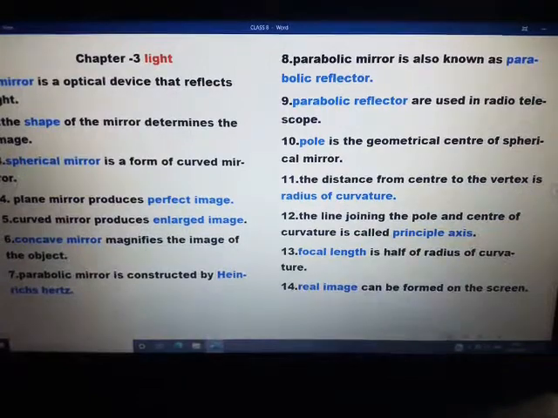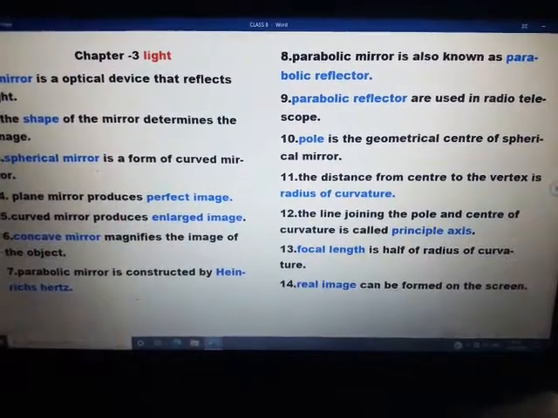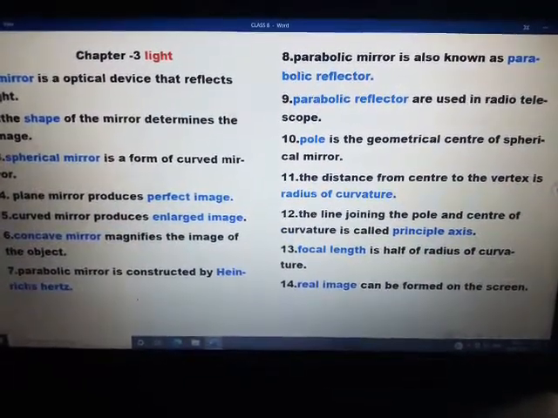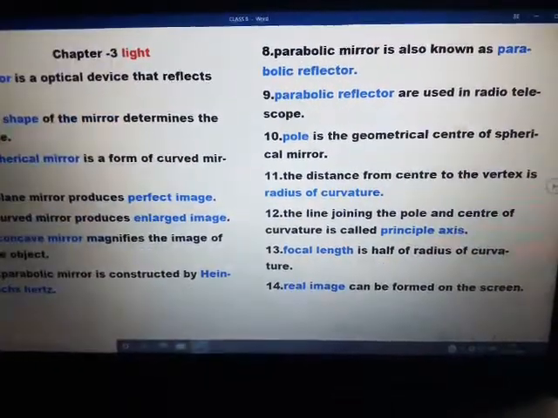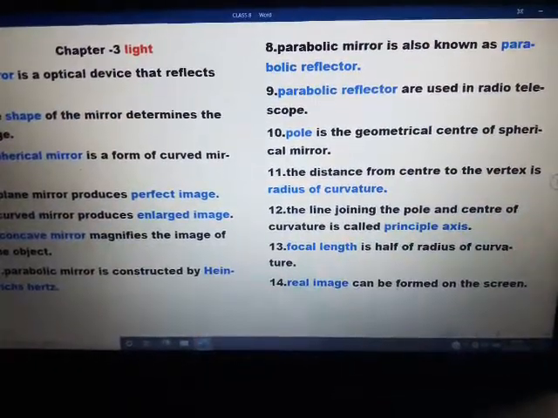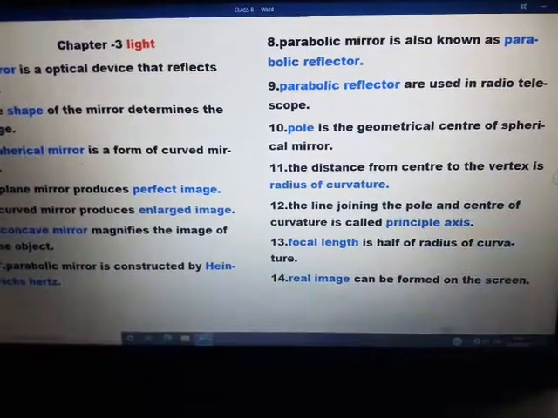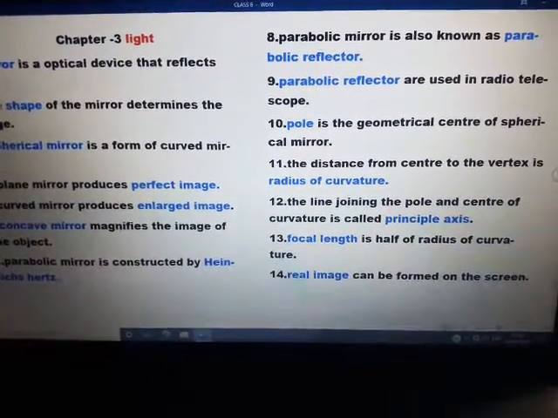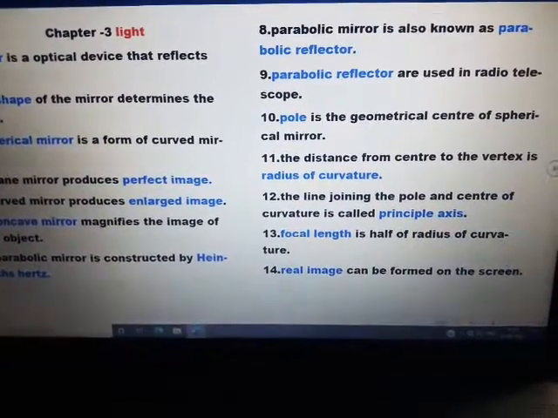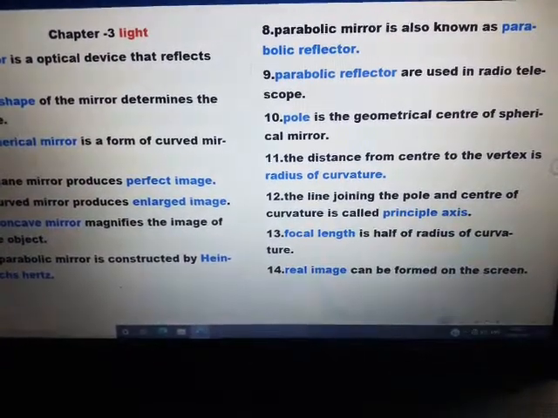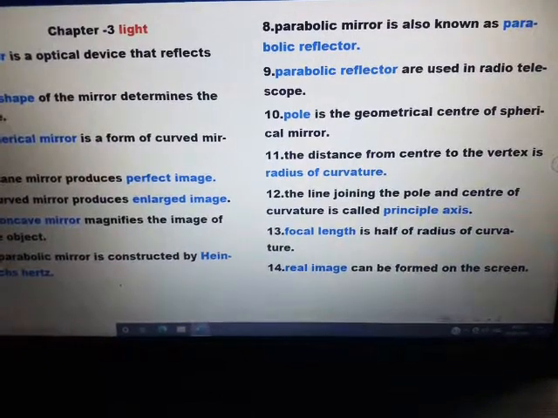11th one, the distance from the center to the vertex is known as dash. It's known as radius of curvature. 12th question, the line joining the pole and the center of curvature is called dash. It is known as principal axis. That is a line passing through the pole and the center of curvature is called principal axis.